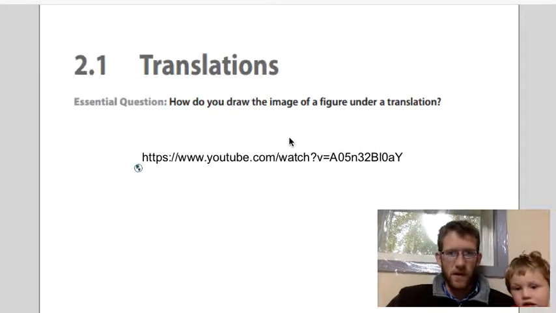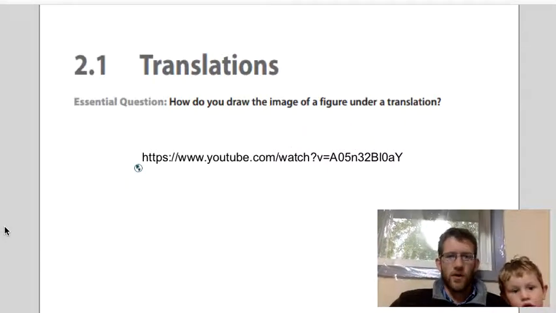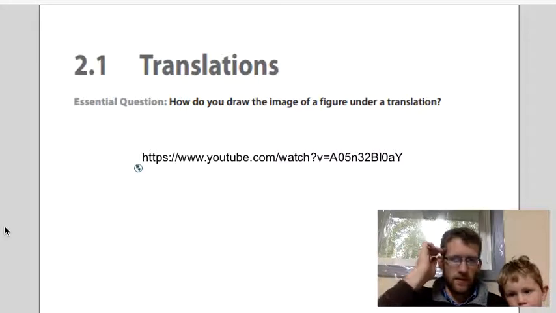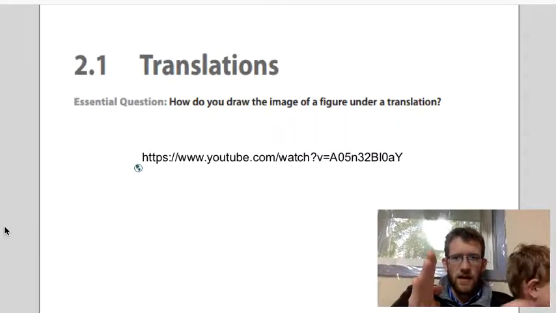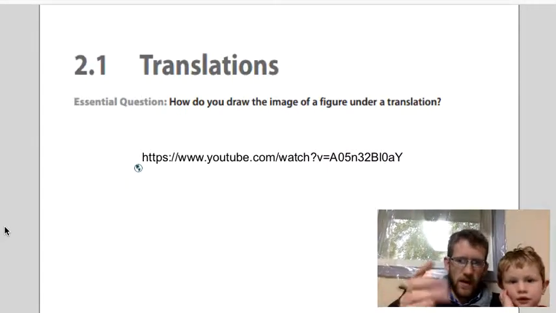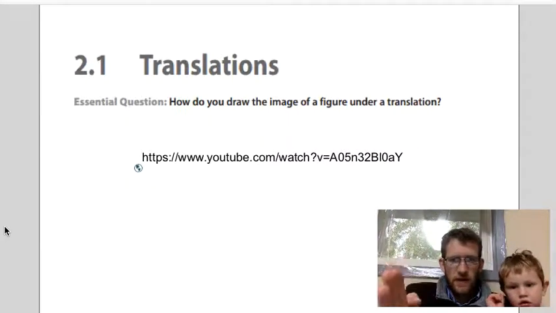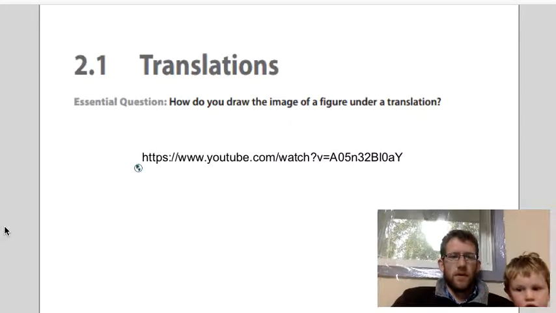Today we're doing 2.1, translations. We kind of covered translations back in chapter 1, but basically a translation is where you take something and slide it left, right, up, or down, but you preserve both the orientation and the size and shape. So keep that in mind.